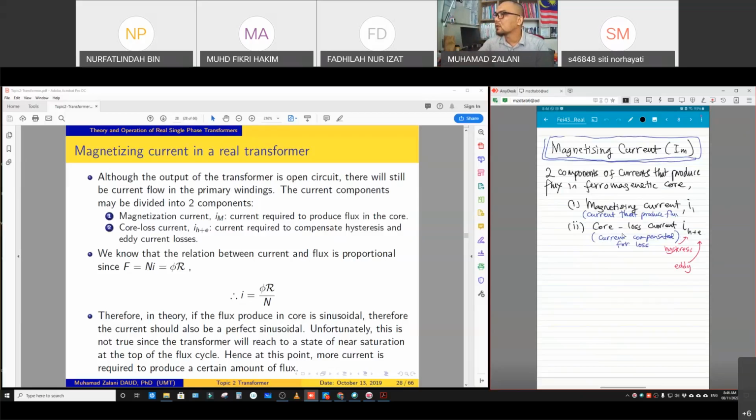So in this case, the current that is supplied to the core of the transformer can be divided into two. The first one is the magnetizing current, and the second one is the core loss current.